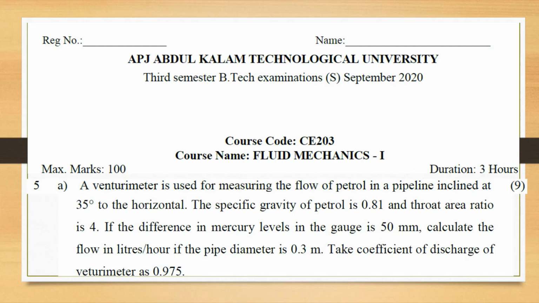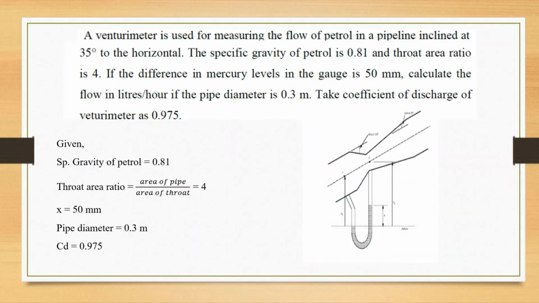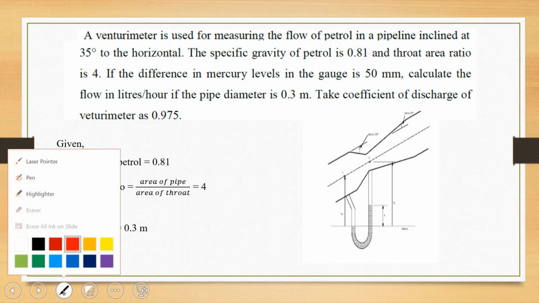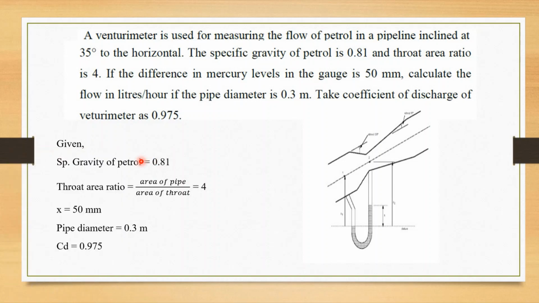If the pipe diameter is 0.3 meters, take coefficient of discharge, that is CD, as 0.975. So here we have to calculate flow in liters per hour, which is discharge. The fluid passing through this venturi meter is petrol and its specific gravity is given as 0.81. And throat area ratio is the area of the pipe by area of the throat, which is equal to 4.